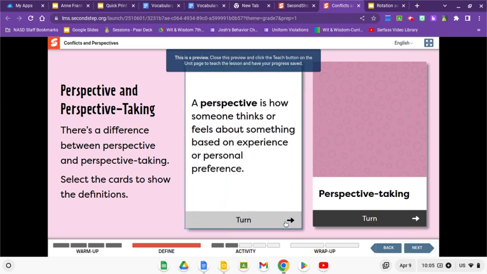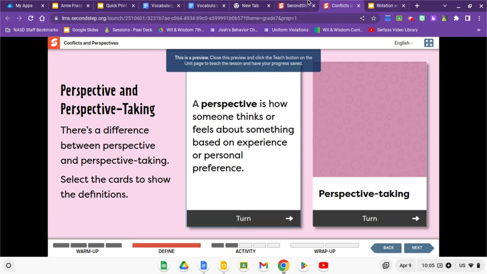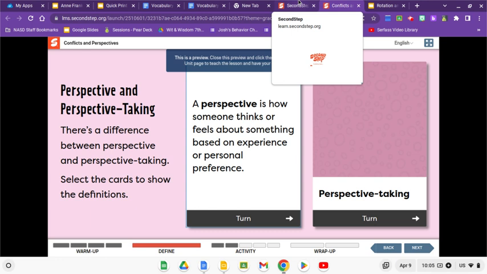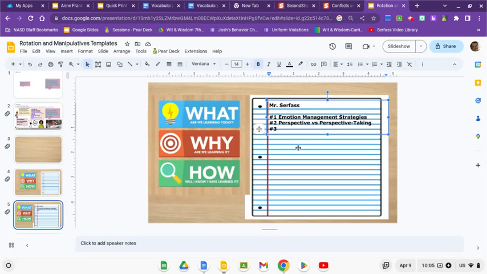Number three, perspective. A perspective is how a person thinks or feels about something based on experience or personal preference. So, how someone thinks or feels. Let's put that underneath perspective: how someone thinks or feels.